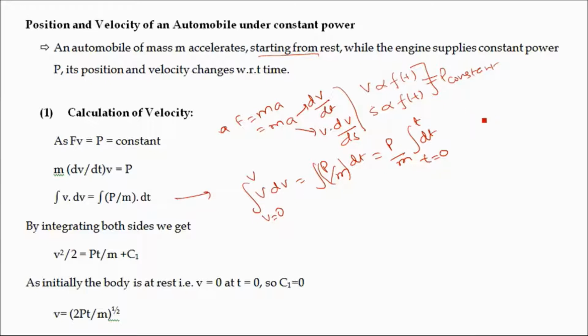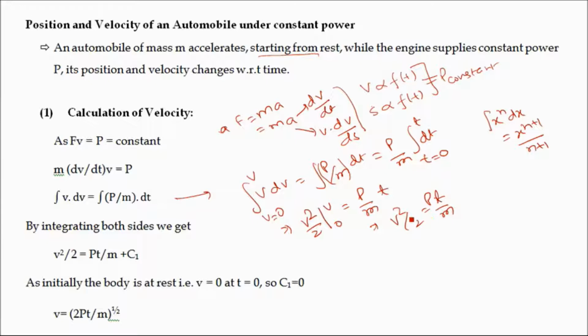For those having no idea about integration, I just note down the formula here: if I integrate x to the power n, its value is x to the power n plus 1 divided by n plus 1. Based on this formula, the left side will be v square by 2 with limits 0 to v, and the right hand side is P by m into t. So from there we get v square by 2 is equal to Pt by m.